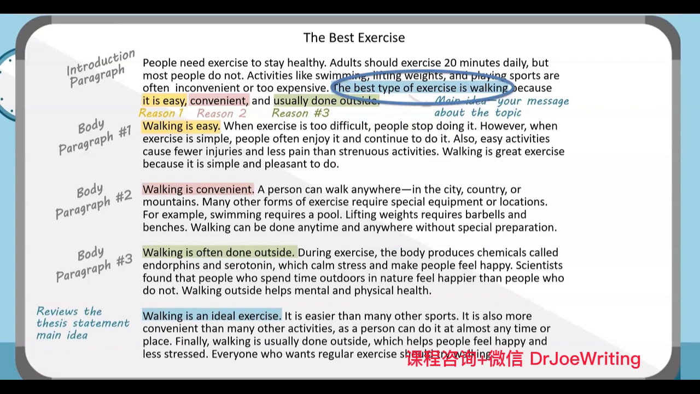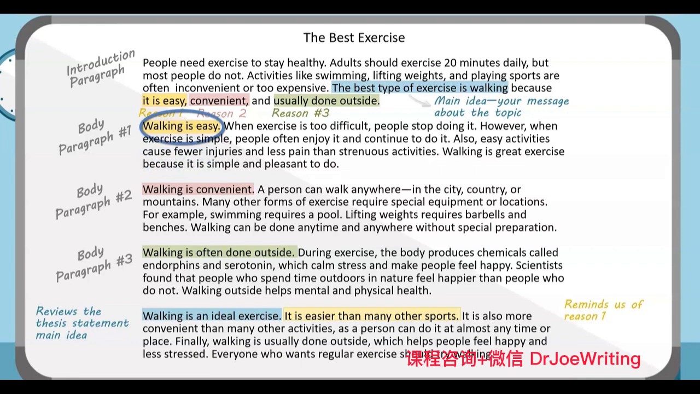See how those two sentences are very similar, but they're not exactly the same because we can't repeat a sentence exactly in our essay. The second sentence of our conclusion paragraph is, it is easier than many other sports. This sentence reminds us of reason number 1. Walking is easy. Again, do you see how those two sentences are similar?